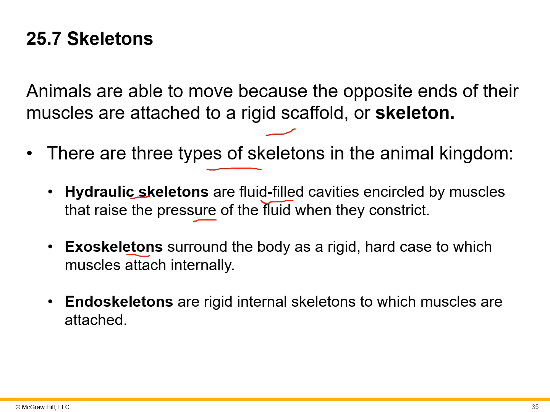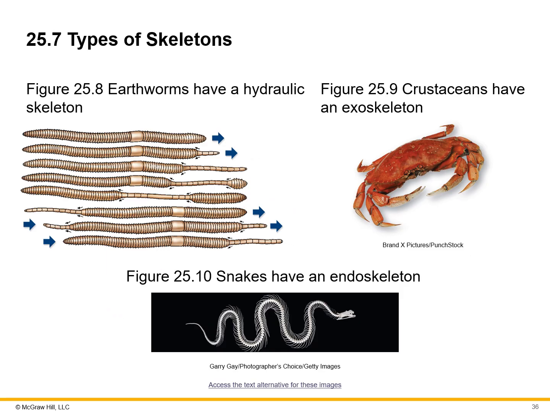We have exoskeletons, so it's a hard, rigid layer, but it's on the outside, so the muscles attach internally to it. And then, of course, what we have, which is the endoskeleton, which is that rigid internal skeleton for those muscles to attach. And then just a picture here to show those three and some examples. So earthworms have an example of the hydraulic skeleton that has that fluid within them. The exo, thinking about our crabs here, where the muscles on the inside are attached to the skeleton on the outside. And then us, as well as snakes, here where that skeleton is on the inside of the body for those muscles to attach to.